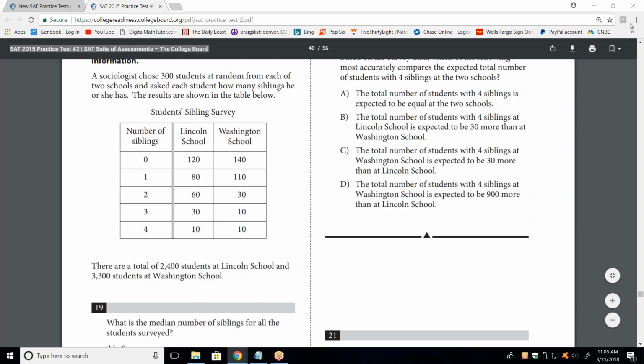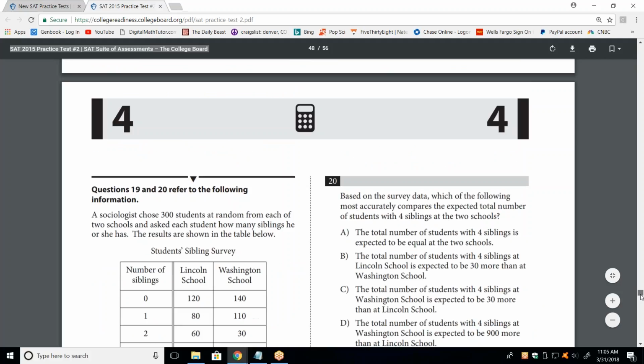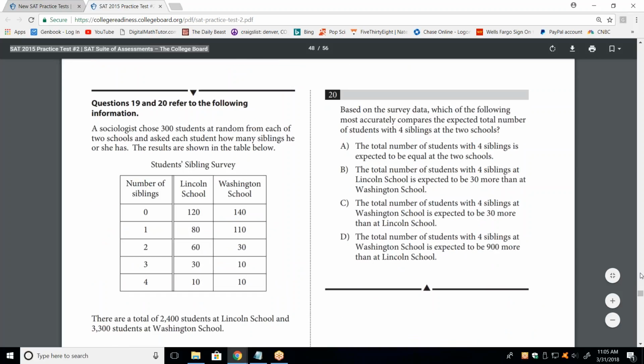Just so you don't miss important details, I would definitely say that's true. Okay, let's do 20. There we go, if I can get it on there. So number 20.